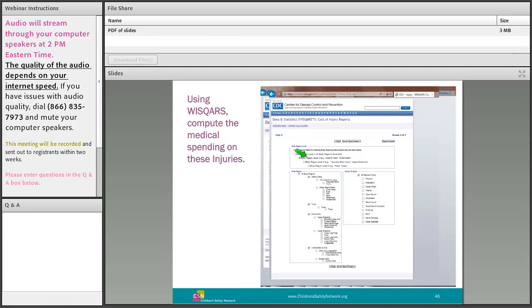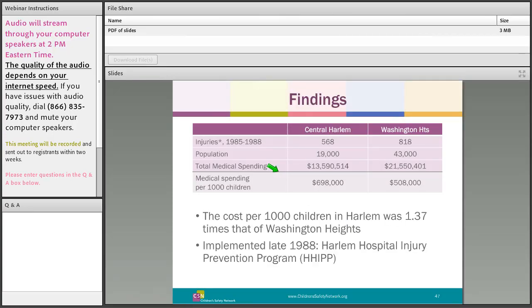And then we entered them into these number of hospitalized by head neck fractures, head neck dislocations, etc. Just like Dex showed you. And here's the summary table. Medical spending in Central Harlem, about $13.6 million. Washington Heights, $21.6 million. Medical spending in Central Harlem was about 1.37 times that of Washington Heights per 1,000 children.